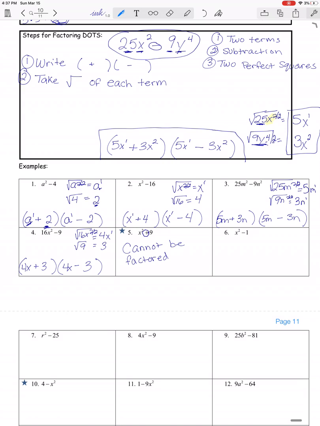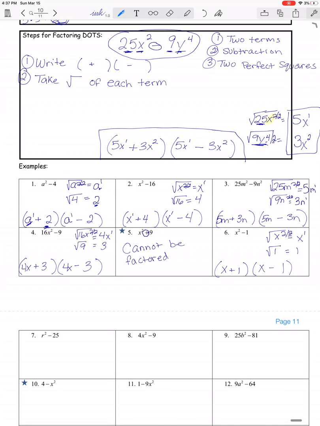And the last one, number 6. So I'm going to go ahead and double bubble. I have a plus sign, I have a minus sign. So I'm going to take the square root of x squared and the square root of 1. The square root of x squared, again, we're just going to divide the exponent by 2, and we end up with x to the first. The square root of 1 is just going to be 1. So now I have x plus 1, x minus 1.